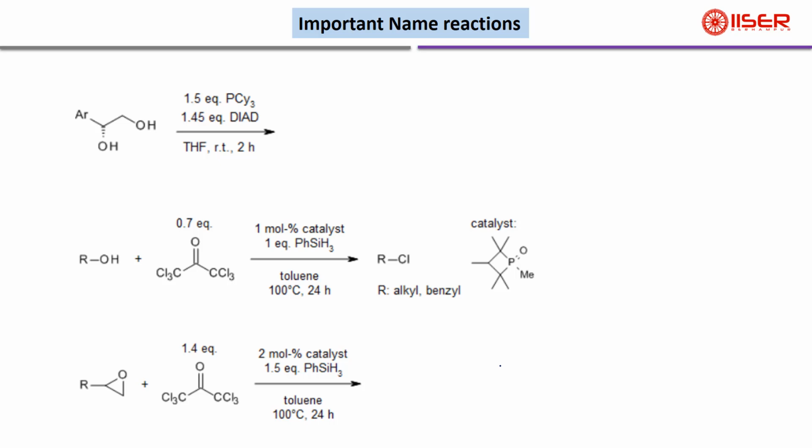So what will be the product in this reaction? This is from one of the research papers. Instead of PPh3, they have used PCy3, and instead of diethyl azodicarboxylate, they just used diisopropyl azodicarboxylate. This is the difference: a different phosphine, and diisopropyl instead of diethyl. The mechanism will be the same. So just think what will be the product.